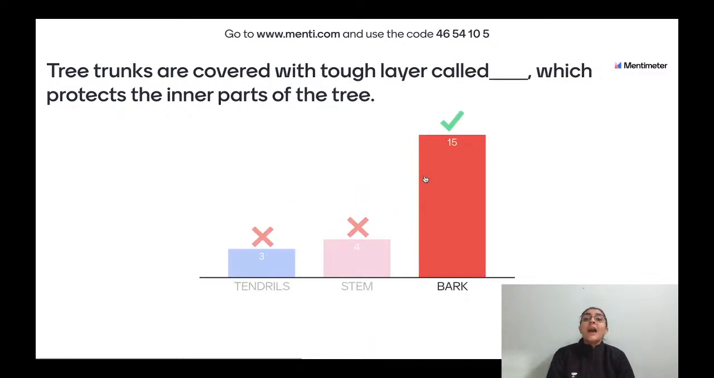Yes, so the tree has a tough covering around it that is known as bark. Bark is that brown rough surface that you can see on any tree. So it is there to protect the inner parts of the tree.